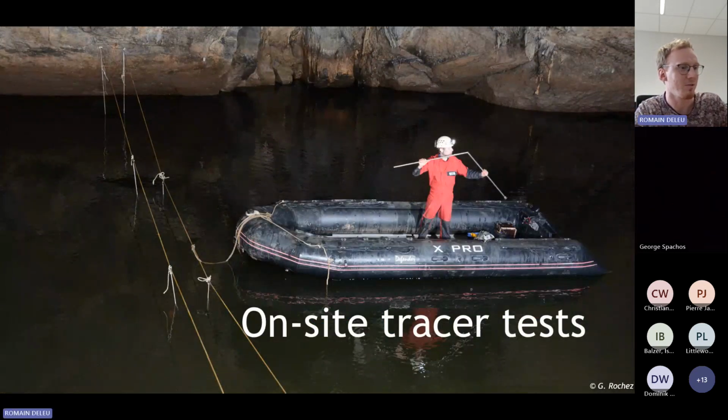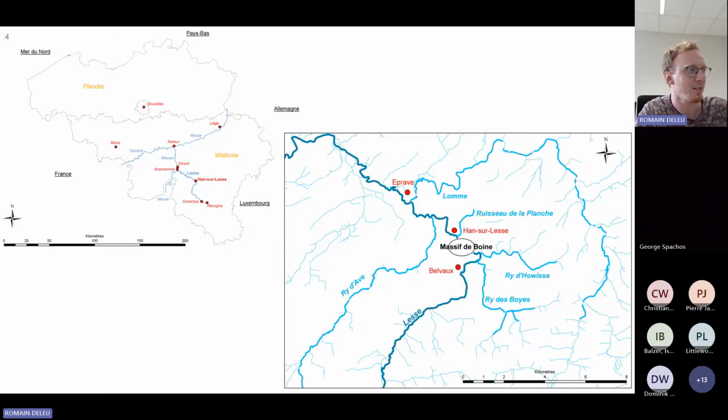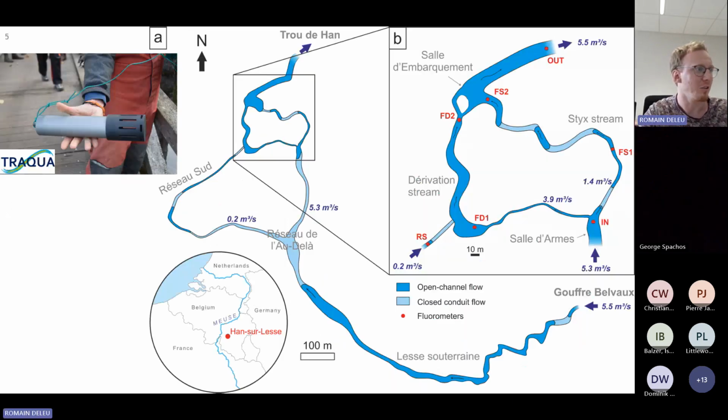So we started with on-site tracer tests, which were done in An-sur-Lesse in Belgium. As you can see on the map here, An-sur-Lesse is in the south part of Belgium, and if you zoom in on the region, you can see that the river Lesse infiltrates inside the Massif de Boine, which is composed of limestone, of course, and then reaches the surface again a few kilometers later. If we zoom on the cave, and especially the river, we have a map here of the river inside the cave. You can see on the right side of the figure Gouffre de Bellevaux, which is the point where the river goes inside the cave.